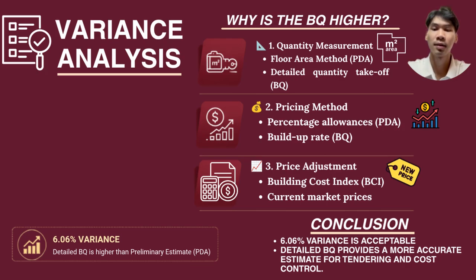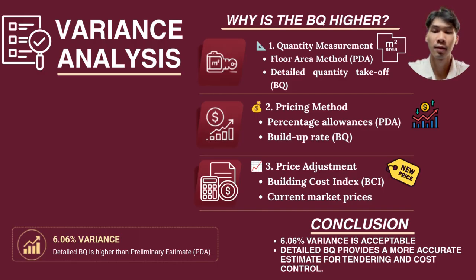As shown in the analysis, the PQ is higher mainly because of three reasons. The first reason is the quantity measurement method. The PDA uses the floor area method, so it is based on gross floor area and unit rate with allowances like internal service at 30%, contingency at 5%, and professional fee. But the PQ is based on detailed quantity take-off from drawings, where every element like concrete, reinforcement, finishes, and external wall is measured separately.